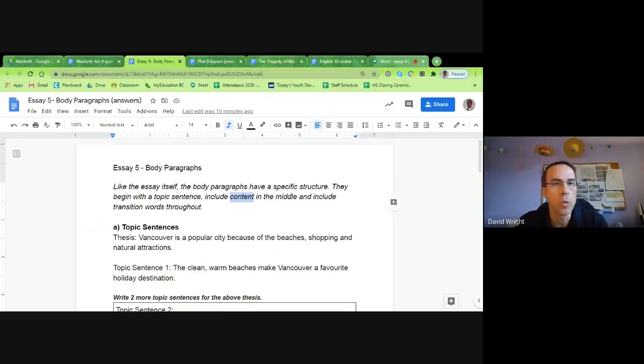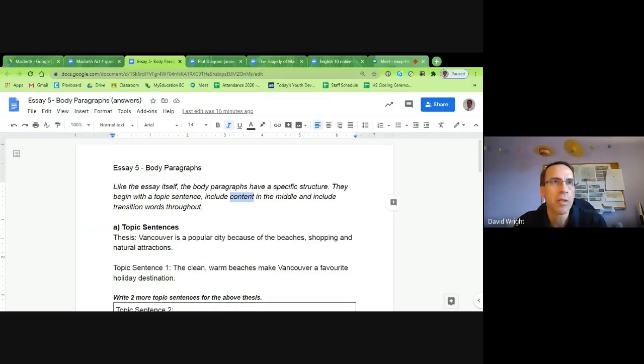our quotes, our facts, our numbers, our percentages, and also our examples, our reasons, or any logical arguments we have. Those need to go into the body of the paragraph. You don't put them in the introduction and the conclusion. The specific ones for your topic go in the body. And then finally, transition words.